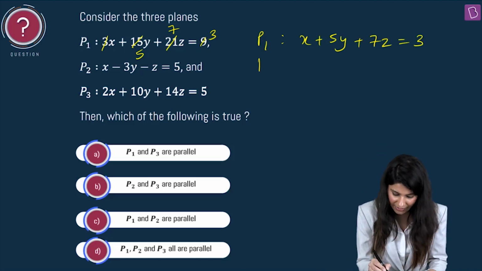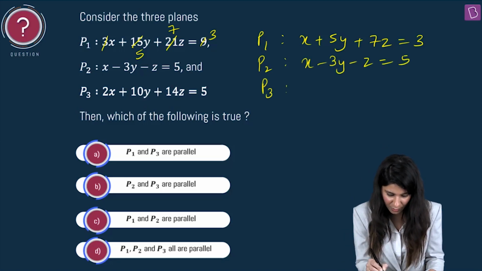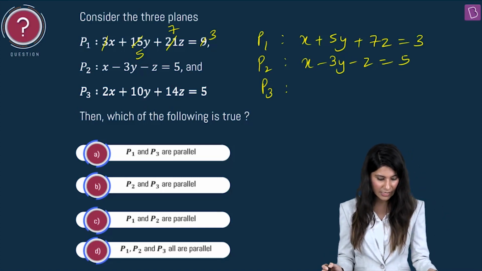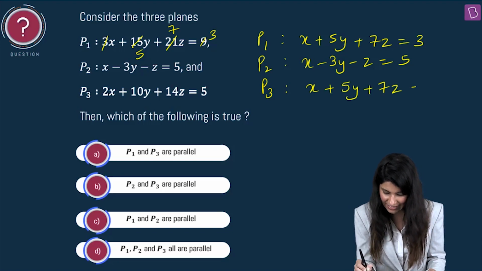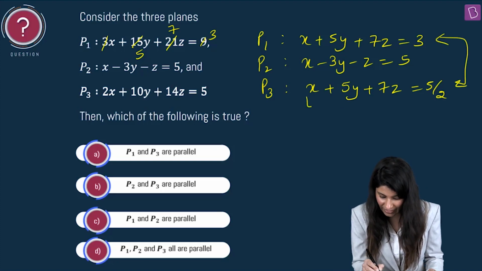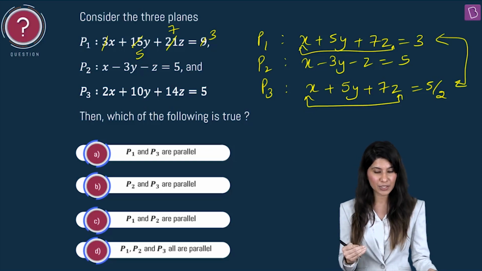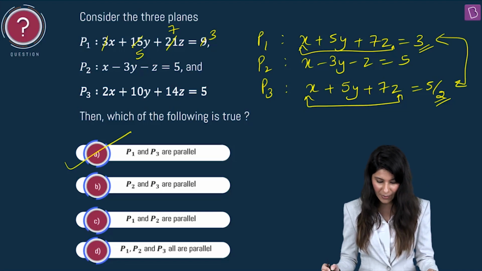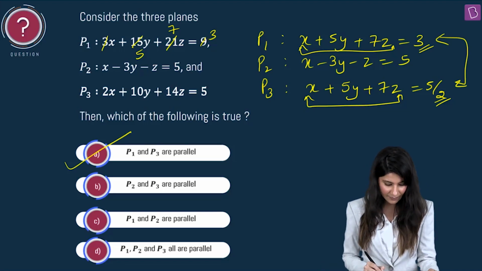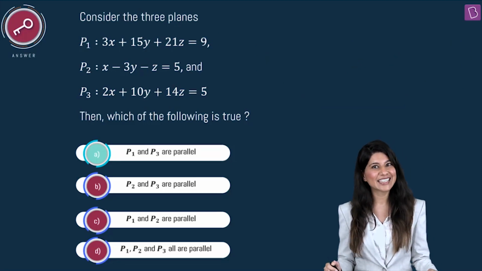This is plane 1. Plane 2 is already in the simplest form: x minus 3y minus z equals to 5. And what about P3? Let's divide this P3 by 2. So, what I have is x plus 5y plus 7z equals to 5 by 2. Do I need to tell you that whenever the variable part is exactly the same or proportional and the constant parts are not equal, then these two planes would be parallel. Hence, P1 and P3 are parallel while P2 is a different plane. Right? So, option A is absolutely right. Just a freebie question, a 10 second question, isn't it?